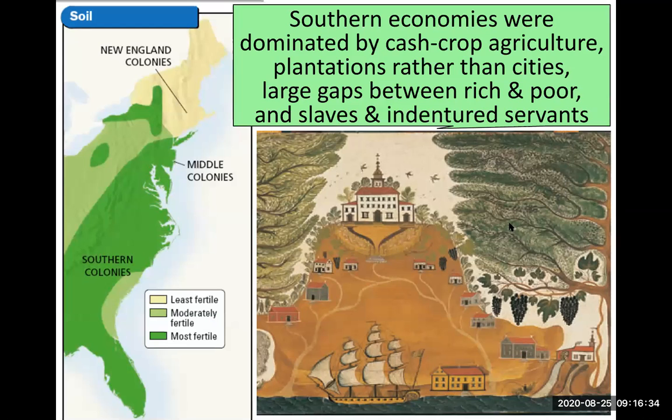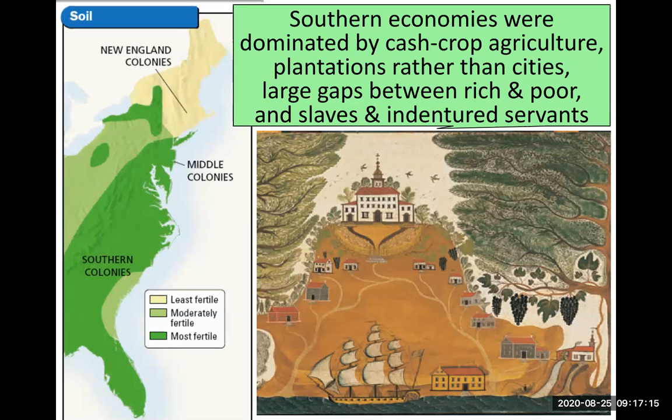So the southern economies, right? What do those southern economies look like? It's cash crop agriculture, starts with tobacco, will eventually become cotton. You have more plantations than you have cities. You have these large swaths of land, acres upon acres of plantation. You have a very large gap between the rich and the poor, not just between those wealthy landowners and the slaves that they own, but also between those wealthy landowners and other, say, backcountry farmers, white farmers who didn't have those large plantations. You obviously have the use of slaves and indentured servants as the labor force.